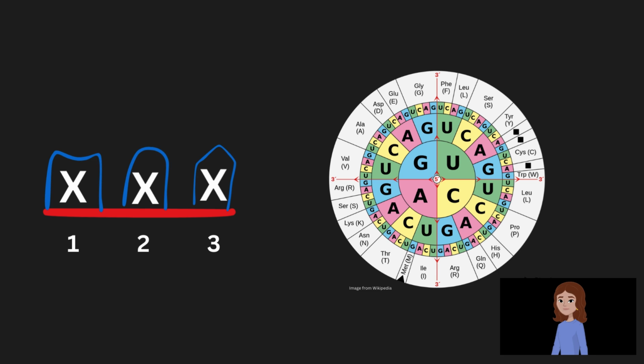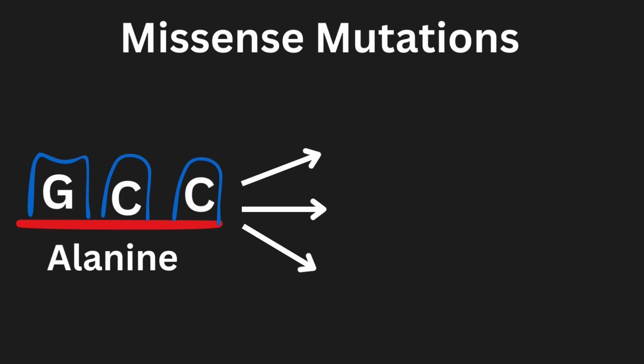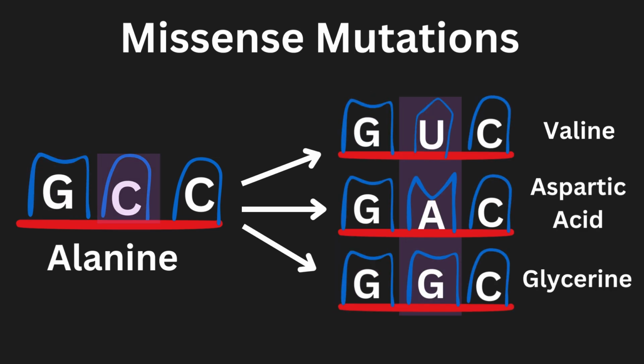We see that there are quite a few instances where silent mutations could happen, but I want you to notice where these mutations would be occurring in the codon. Silent mutations typically occur at the third position of the codon, while missense mutations are more likely to occur at the first and second positions. You can use this as a mental shortcut when trying to figure out how a mutation would affect a codon.